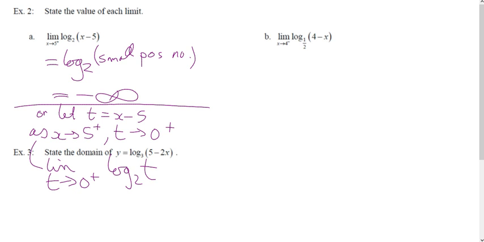All right, B. So 4 from the left would be like 3.999999999. So what's 4 minus 3.99999? It's going to be a small positive. But the base is a half. So it's log base 1/2 of a small positive number, which is equal to, flip back, look at the graph. Where's it going? It's going to infinity.